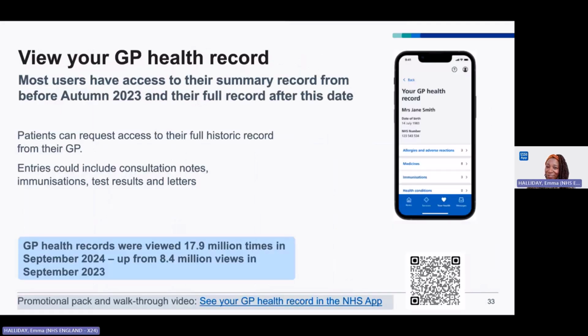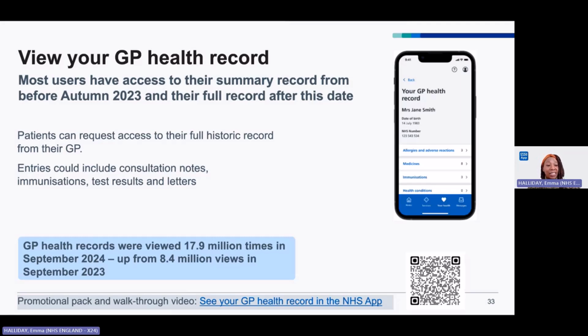With GP health records, this is the ability to see what is in the health record. Previously, we just had the summary care record information, which was prescribed medicines and allergies. But since we have opened up to full records access, which includes vaccinations, conditions, notes from appointments, test results, and letters, this is where I am going to again remind you that the NHS app surfaces what is in the system. So what you'll see is what's already in the system, and the NHS app isn't putting additional things in there.